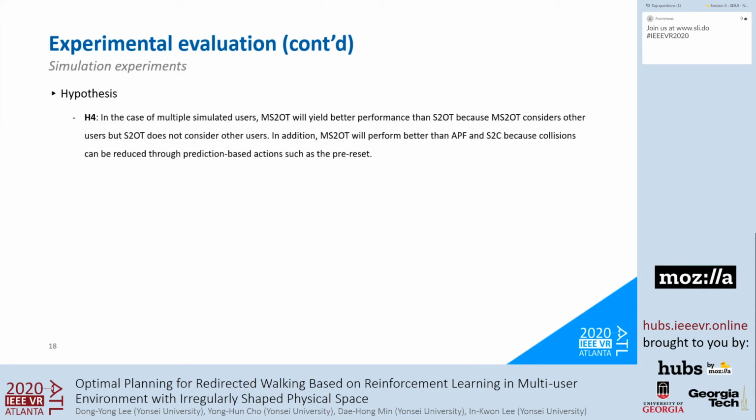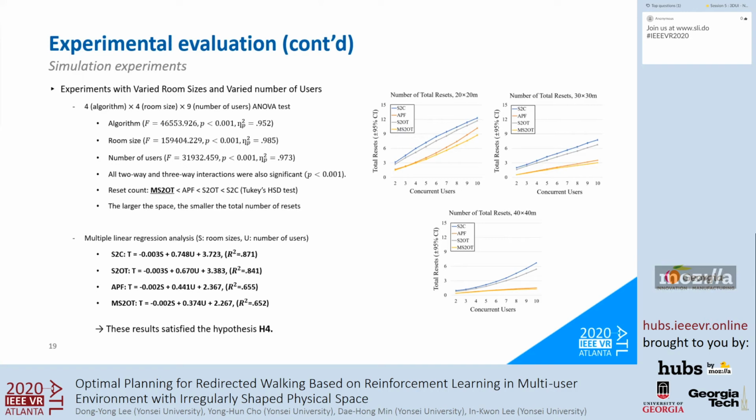To verify this, we conducted an ANOVA test on the results of multiple users. The algorithm, room size, and the number of users all had large main effects. And all two-way and three-way interactions were also significant. The order of reset count seen by the Tukey test was the lowest in MS2T, followed by APF, S2T, and S2C.